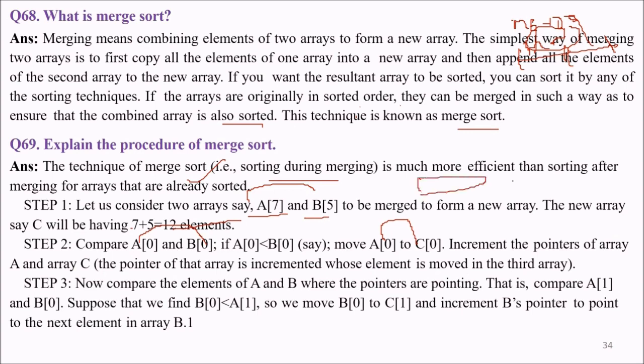So this is A, this is B, and this is C. We compare these two elements, and after comparing, we just transfer the smaller one to C. Now we compare A and B, where the pointers are pointing. The pointer will increment likewise.